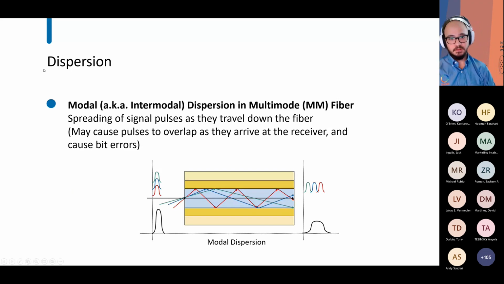Modal dispersion, which you typically see in multi-mode fiber, is the spreading of signal pulses as they travel down the fiber. So as they spread, they can also overlap, and the overlapping can cause bit errors, and so you can kind of see a visual representation of that down here. When you're putting in multiple wavelengths, they're all bouncing in their wavelengths, but as they spread, they can start to overlap, and that's what we call modal dispersion.